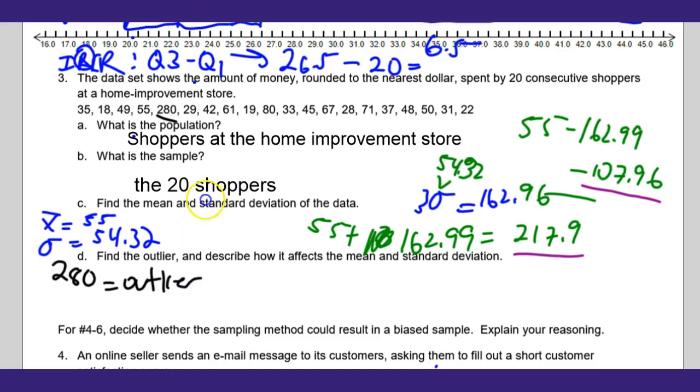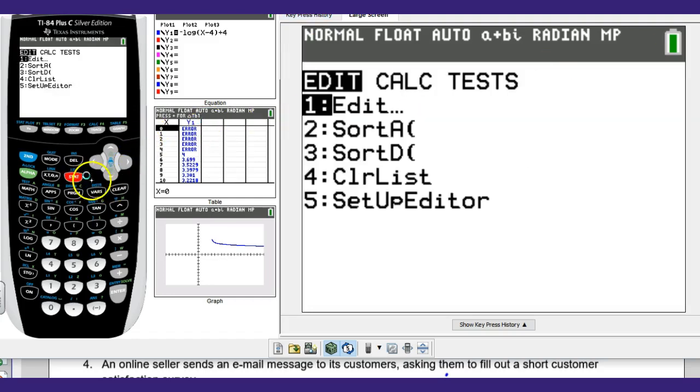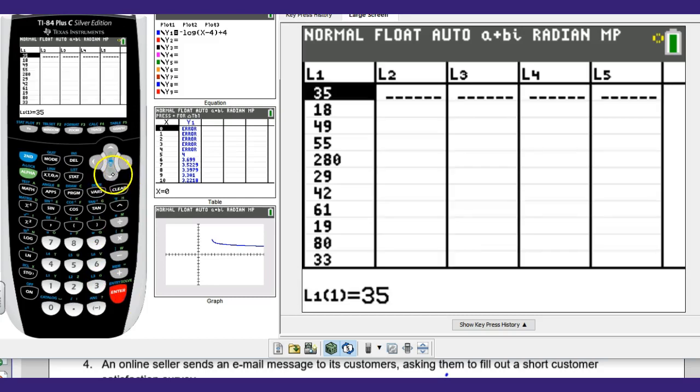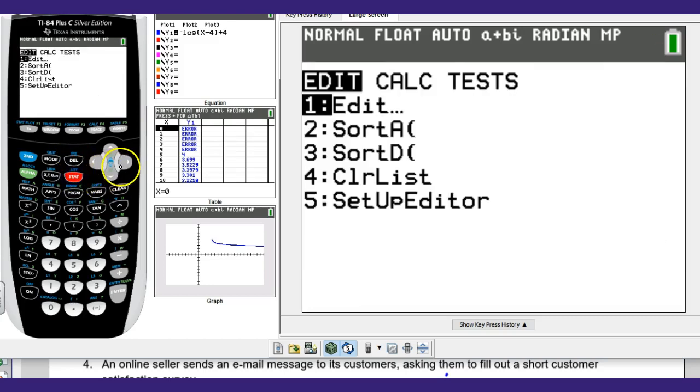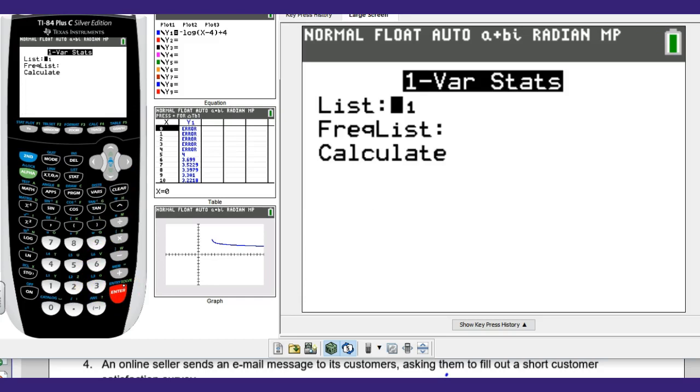And then it says, how does it affect the mean and the standard deviation? Well, what we need to do is go back to our calculator and take the outlier out. So that's what I'm going to do. Here back at the calculator, we're going to press stat and edit. Go find the outlier, which is 280, and you can just hit delete right here to delete it out. And then stat, calculate. We're going to recalculate all these statistics.